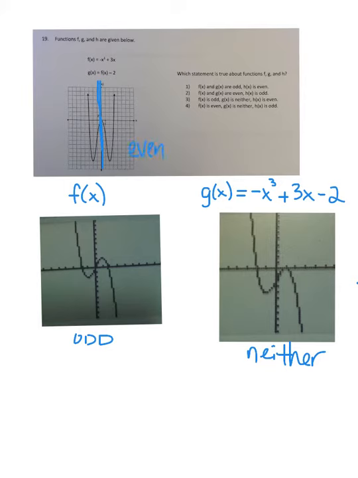Okay, so knowing all of that, if you look at choice 3, it says f of x is odd, g of x is neither, and h of x is even. So the answer is choice 3.